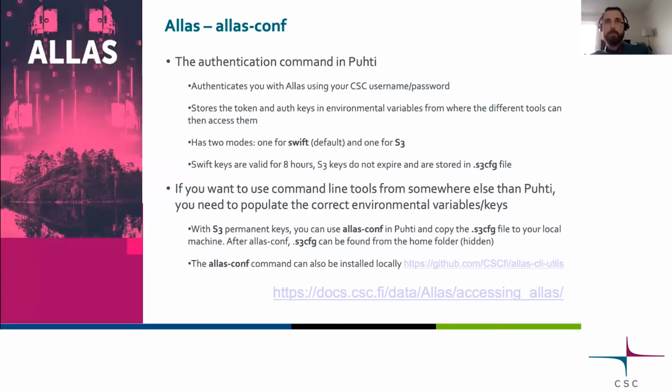If you want to use these command line tools like allas-conf from some other computer than Puhti, these examples here today are in the Puhti supercomputer, and more precisely, its login node. If you want to use these, you have to populate the correct environmental variables in your computer, so the tools know how to find, let's say, the permanent keys for the S3. It's not difficult at all to do manually either. You can also basically install the allas-conf command locally. It's shared in GitHub at the following address, and there are guides on how to install it.